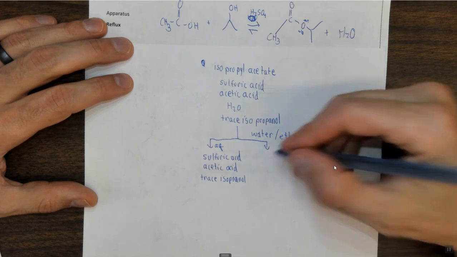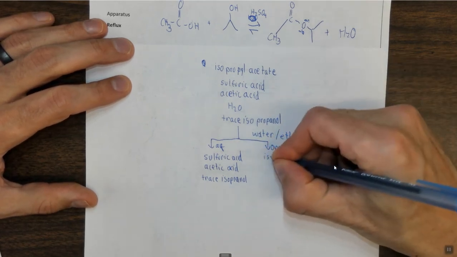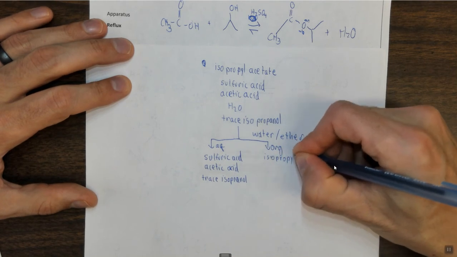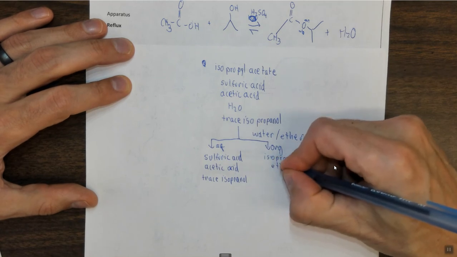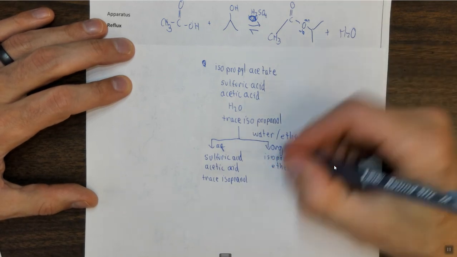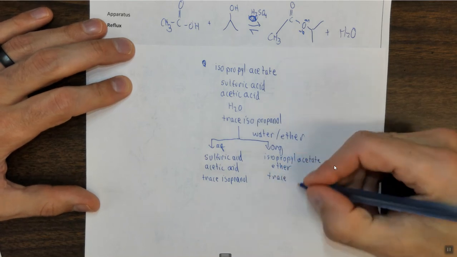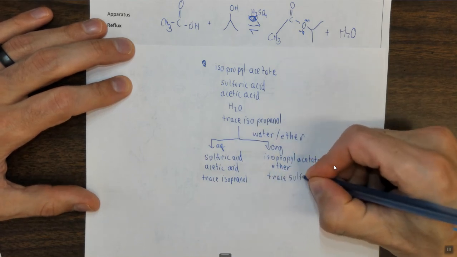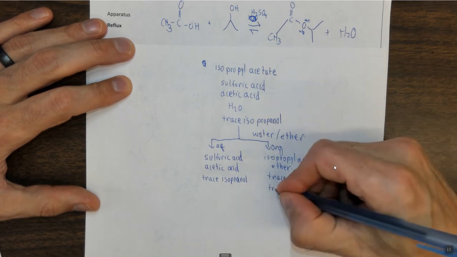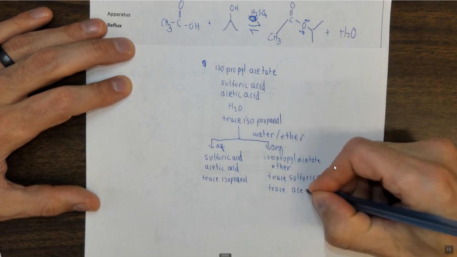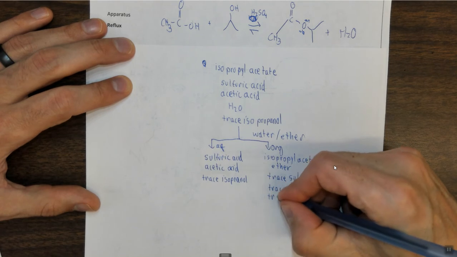In our ether layer, or our organic layer, we're going to have isopropyl acetate, our product, ether, but we're also going to have traces of our acids and traces of water. So we're going to have trace sulfuric acid, trace acetic acid, and trace water.